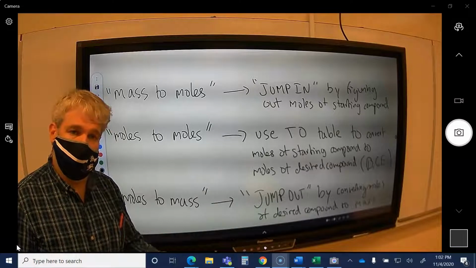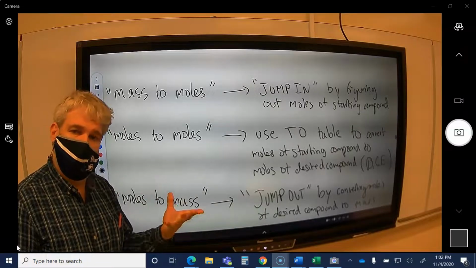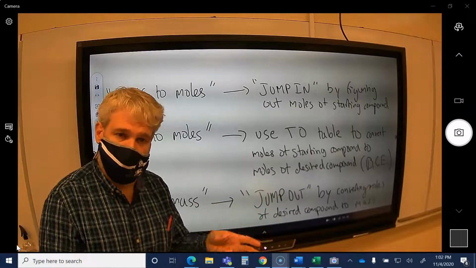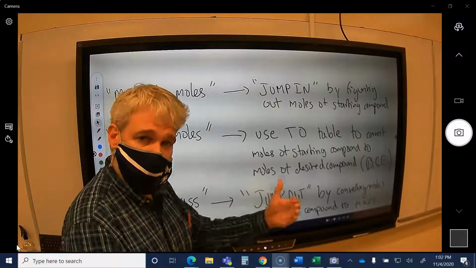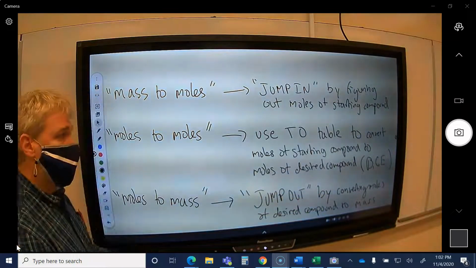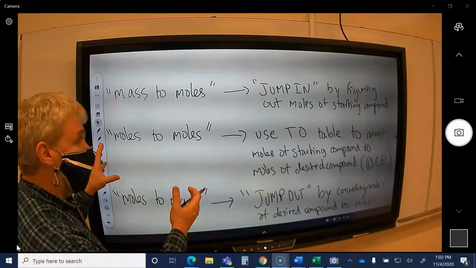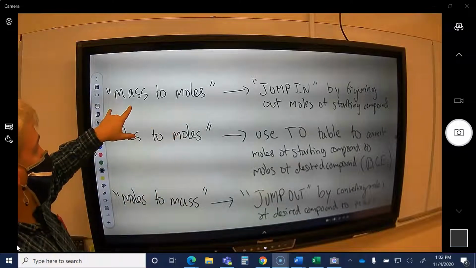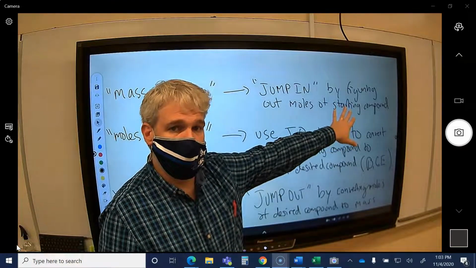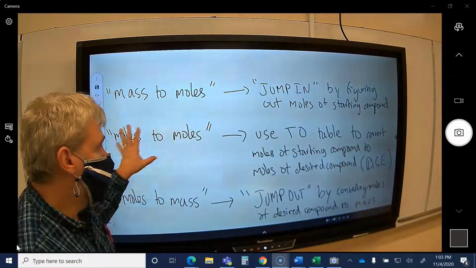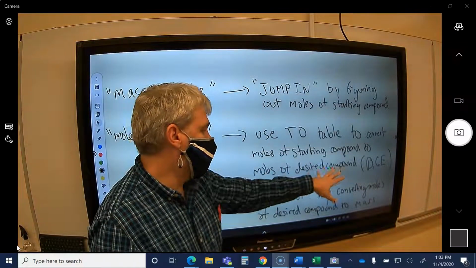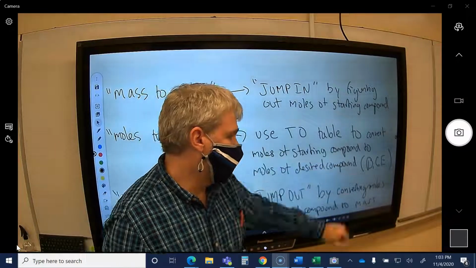We're going to build a turnover table that tells us how the reaction works in number world, where we're counting numbers of each reactant molecule and figuring out how much, in terms of numbers, we can make of each product molecule. And in order to use that, we need to jump in by converting mass to moles. We need to figure out the moles of whatever starting compound we're given. And then we can use that in the context of our turnover table to convert the moles of our starting compound into the moles of the desired compound.